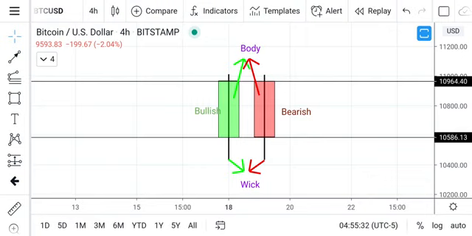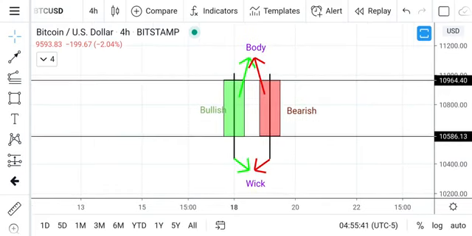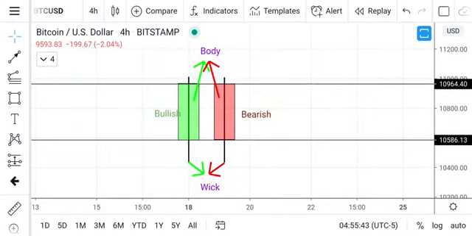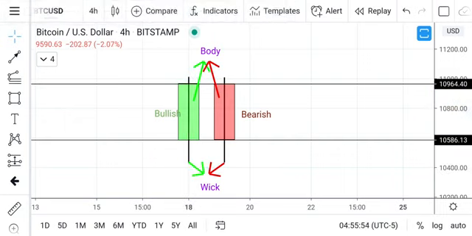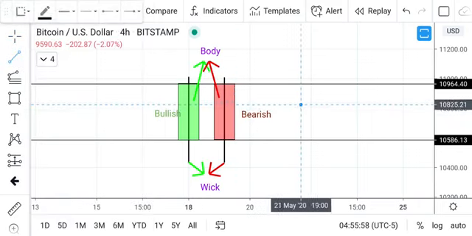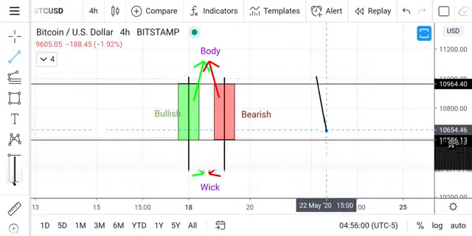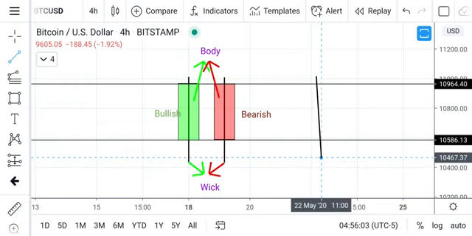The body shows you the current momentum. If the body is green, then it's telling you that price is going up. If the body is red, then it's telling you that price is going down. The wick shows you price rejection. So if you have a long wick like this, it means that price has been rejected.